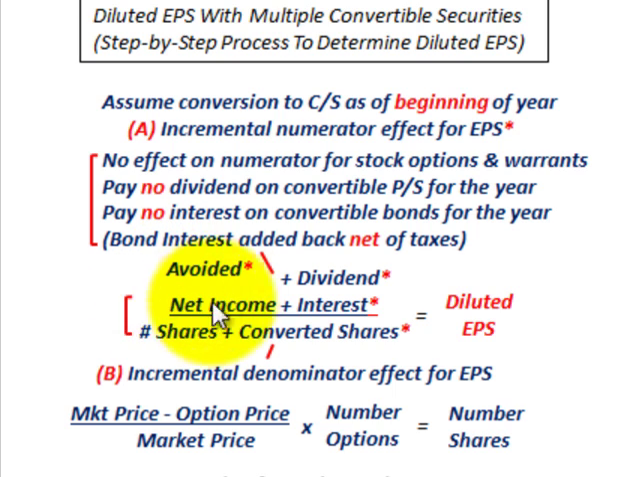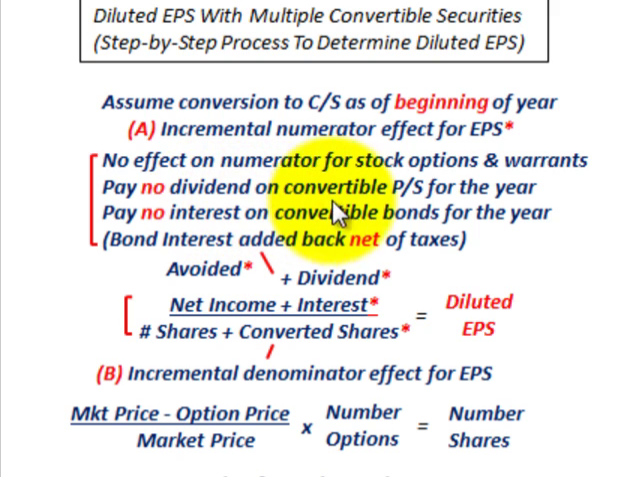Okay, so we're going to start out with our net income for the year, but remember this net income is as of the end of the year, and it's affected by those convertible securities. So let's go through the basic convertible securities we'd be looking at. First, for stock options and warrants, there wouldn't be any effect on the net income. But when we're talking about convertible bonds and convertible preferred stock, it affects our net income.